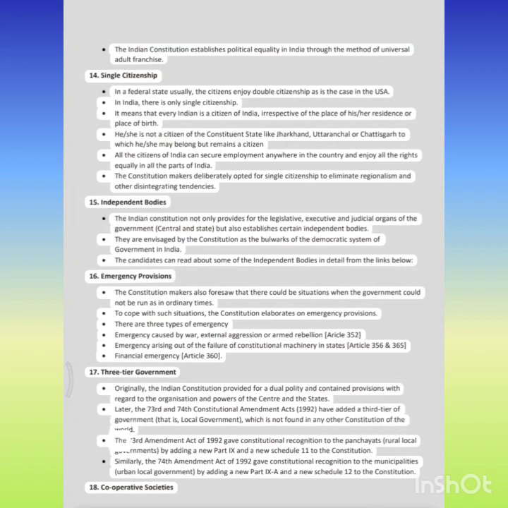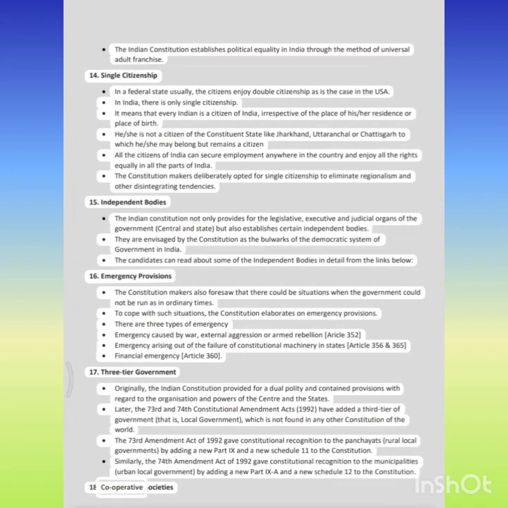The 73rd Amendment Act of 1992 gave constitutional recognition to the panchayats, rural local governments, by adding a new Part 9 and a new Schedule 11 to the Constitution. Similarly, the 74th Amendment Act of 1992 gave constitutional recognition to the municipalities, urban local government, by adding a new Part 9A and a new Schedule 12 to the Constitution.